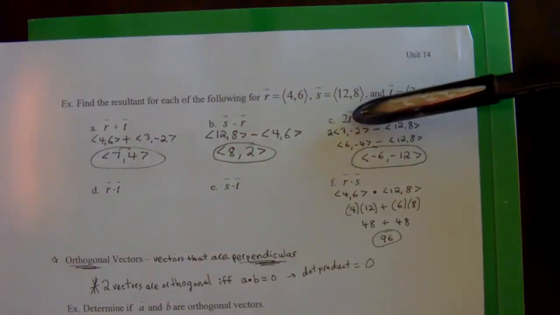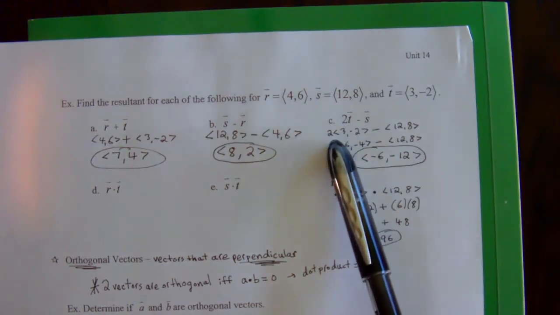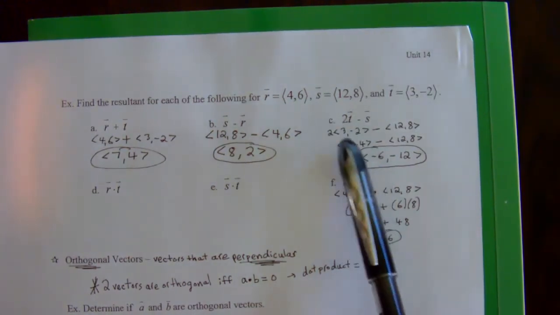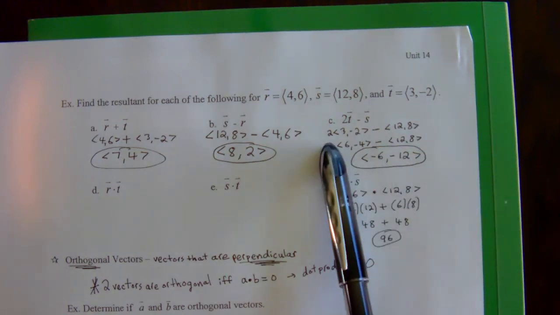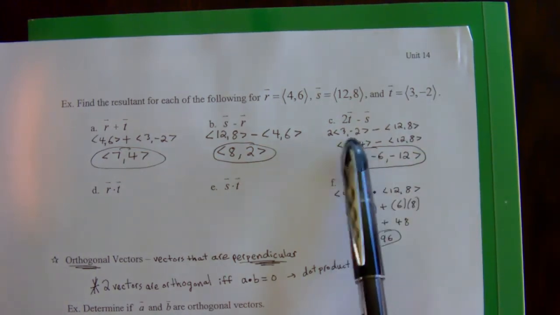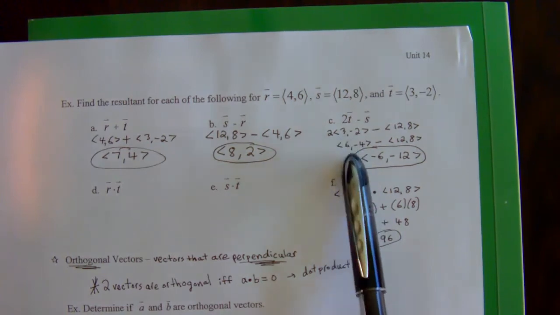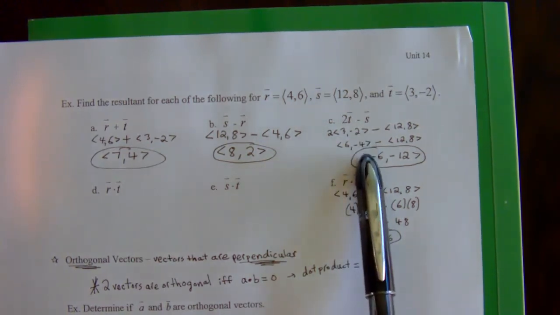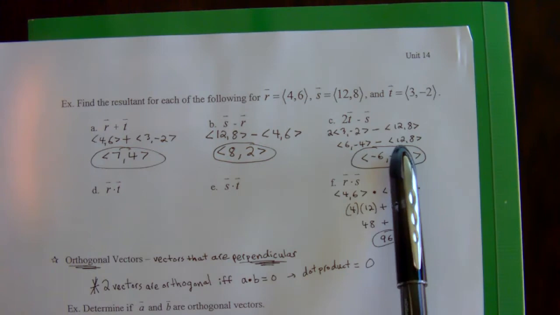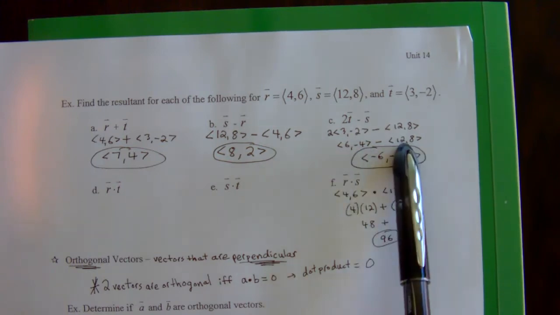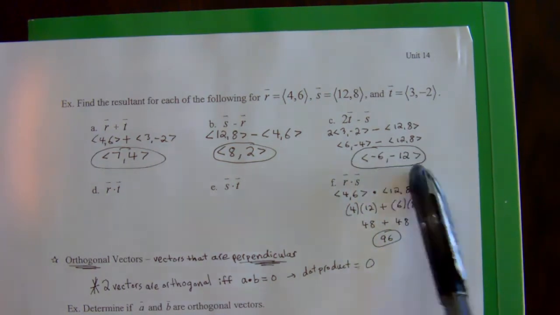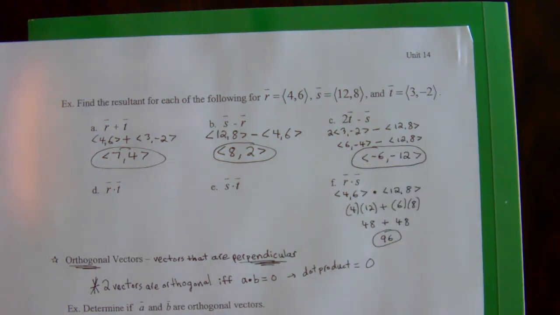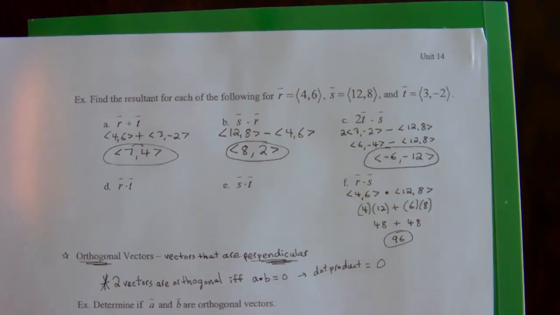This letter C, you had a 2 in front. That's scalar multiplication. So I'll take 2 times that vector t minus the vector s, right? So when you have a number in front like that, all you do is just distribute that number through your vector. So I'll go 2 times 3, make that 6, 2 times -2, make that -4. And now you have that vector minus that vector s. So 6 minus the 12 is -6, and then -4 minus the 8 will give us -12. There you go. And let's do a couple more examples of this dot product.